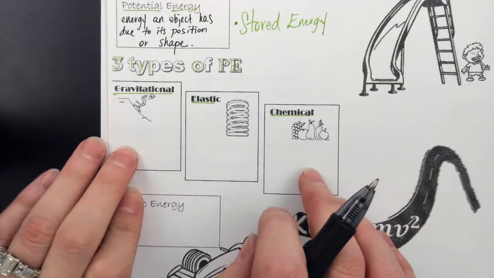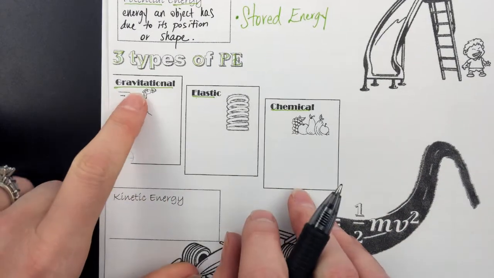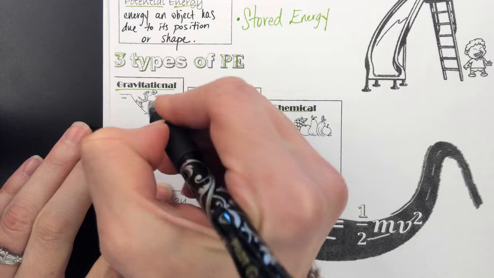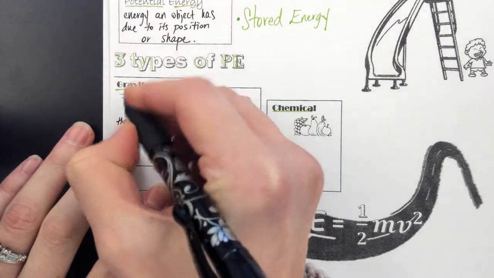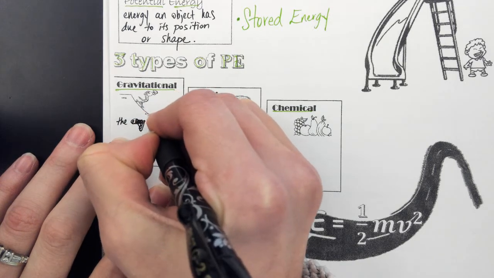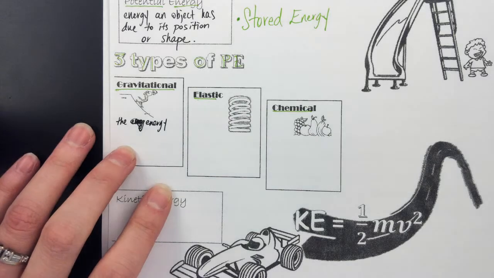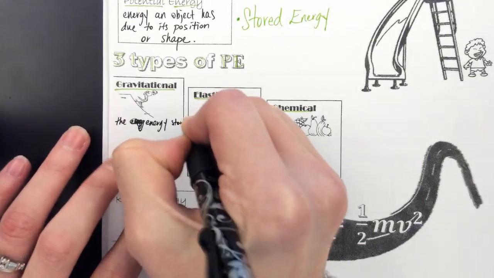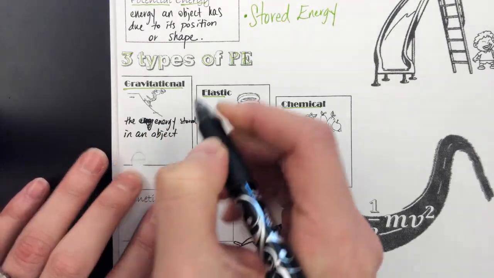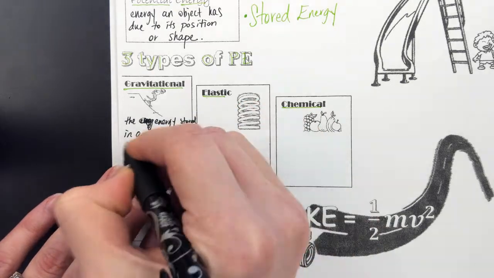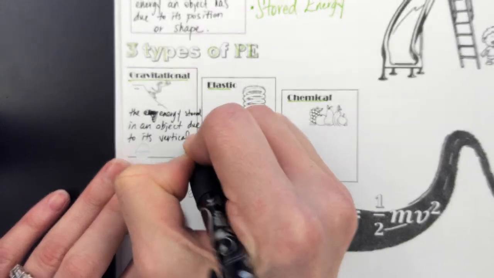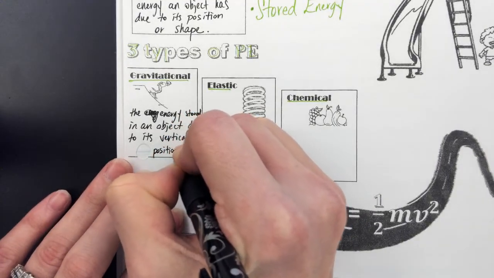Now we have 3 types of potential energy. The first one is gravitational potential energy. So what do you think that has to do with? Gravity. The energy stored in an object due to its vertical position or height.